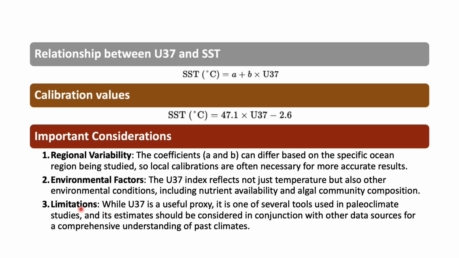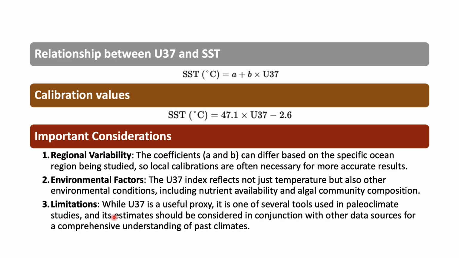What is the limitation of using this formula? The U37 is generally used as a good proxy, but it is only one of several tools used for paleoclimate studies. That's what I said earlier also. This can be used as one additional tool and this is not the only tool. So that is the difference we have to keep in mind. Its estimates should be considered in conjunction with other data sources for a comprehensive understanding of the past climate. So just based on U37 concentration or the alkenone concentration alone, we cannot predict what was the past temperature.